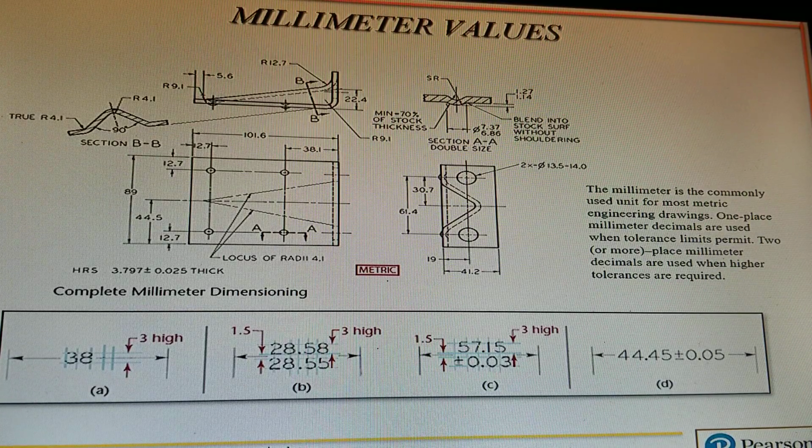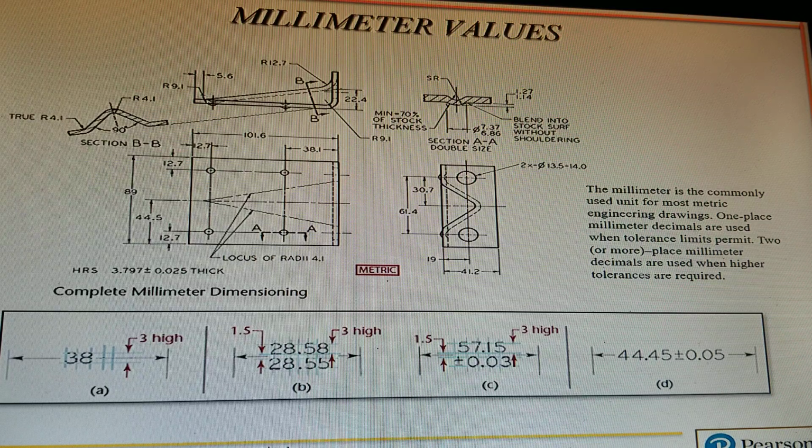Here are millimeter values. The millimeter is commonly used for most metric engineering drawings. One-place millimeter decimals are used when tolerance limits are permitted. Two or more place millimeter decimals are used when higher tolerances are required. If you look there, especially in that little window at the bottom across the page, you have different forms of tolerancing, how to write tolerancing out.